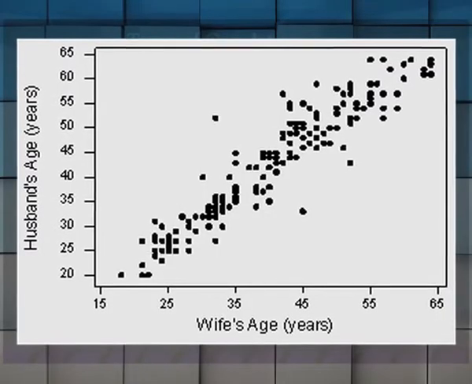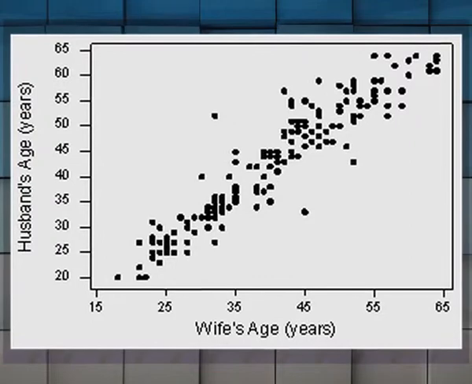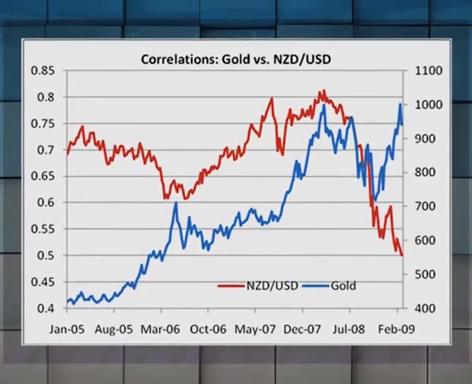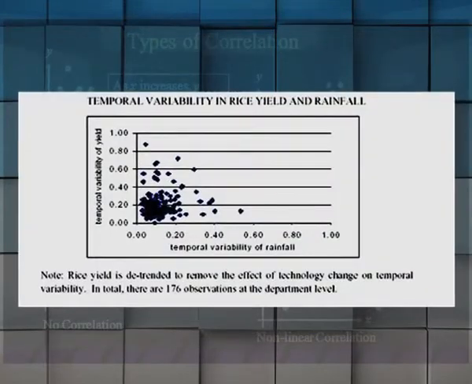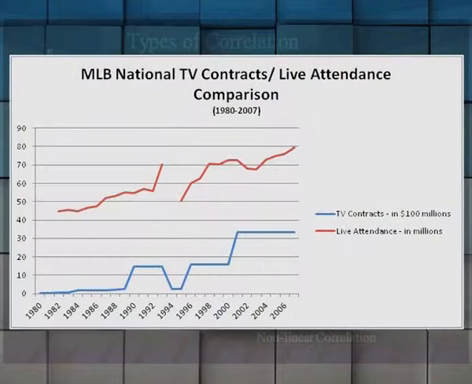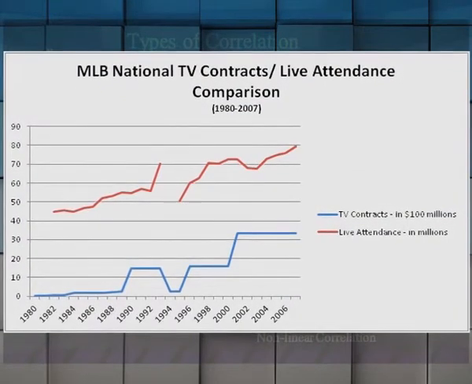For example, there exists some relationship between the age of husband and age of wife, or the price of a commodity and the amount demanded, increase in rainfall up to a point and the production of rice, an increase in the number of television licenses and the number of cinema admissions, etc.